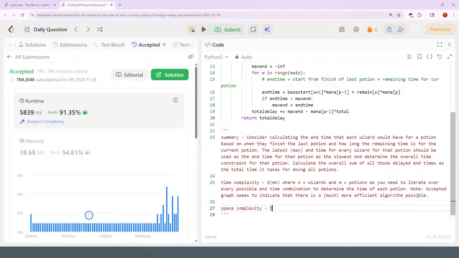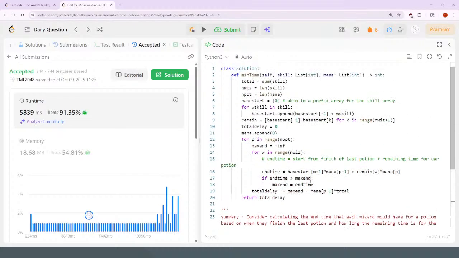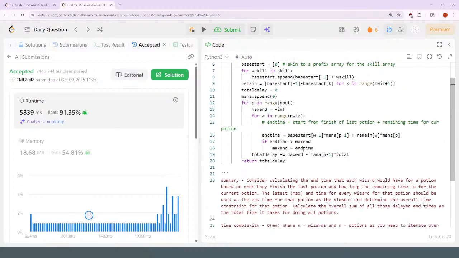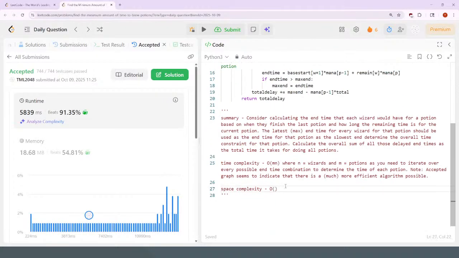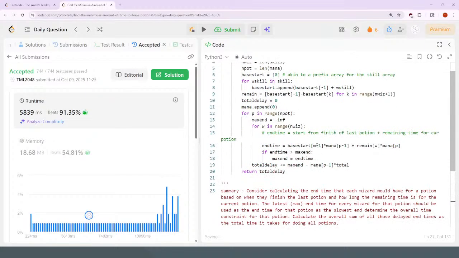Space complexity, this can be O of Mn. No, actually, sorry. Initially with my matrices it was actually O of Mn, but this is actually just O of N, to have a base start and remain arrays that pre-compute the baseline end and remaining times for each wizard, which simplifies the calculation.